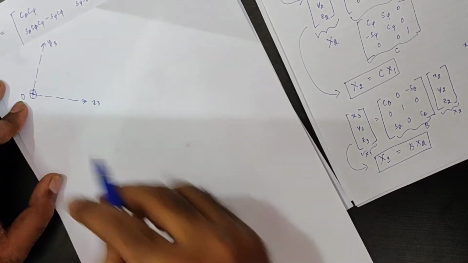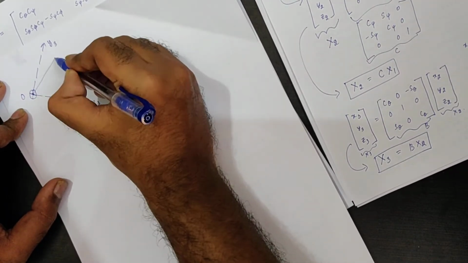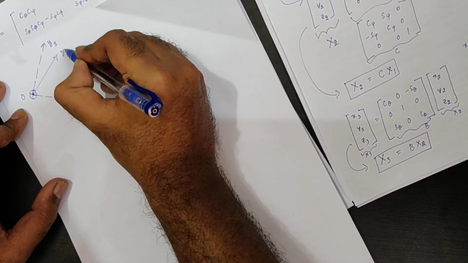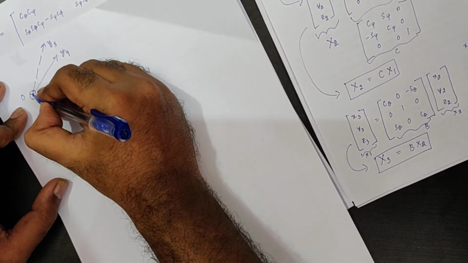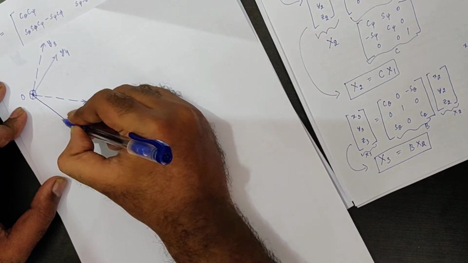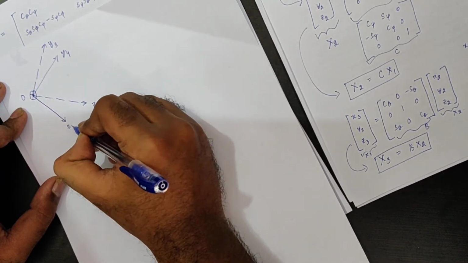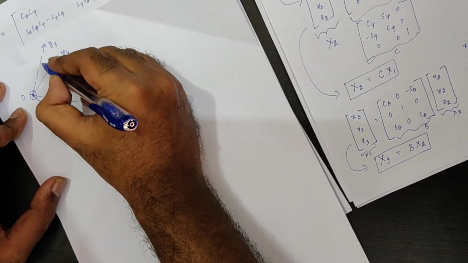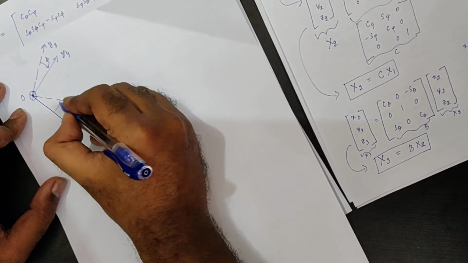So x-axis now is into the paper. So you see, this is y4. We are rotating the axis system about the x-axis. So this is z4, and this is phi. This is also phi.